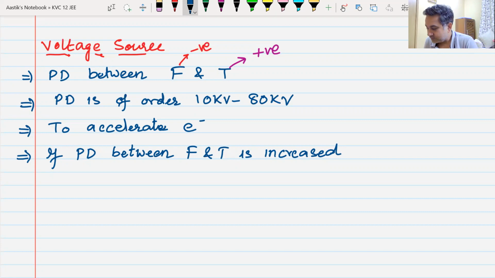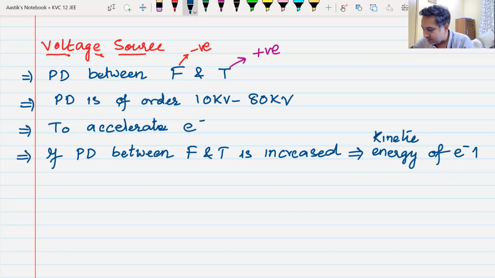Electrons accelerated. The energy of the electrons increases. So what will happen? What will that lead to? This implies the kinetic energy of electrons is increased. So what? What will happen? What effect does that have?